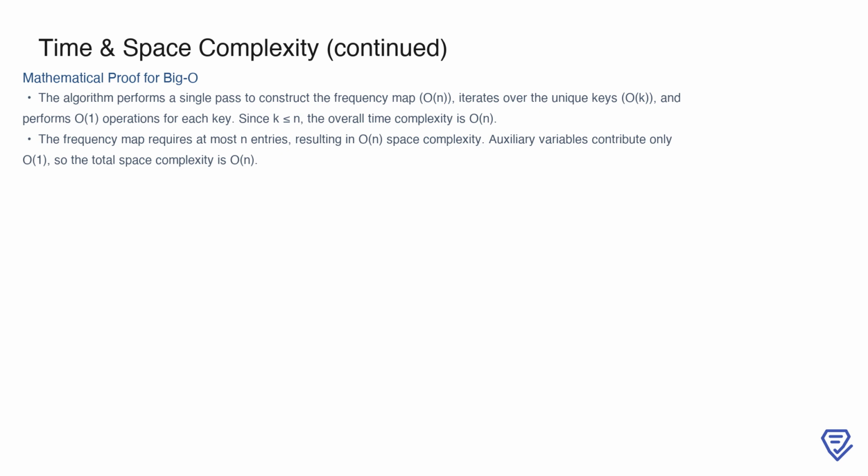Regarding space complexity, the frequency map stores at most n entries, requiring O(n) space. Auxiliary variables like max_length and number use constant space, O(1). Therefore, the total space complexity is O(n), dominated by the storage of the frequency map.